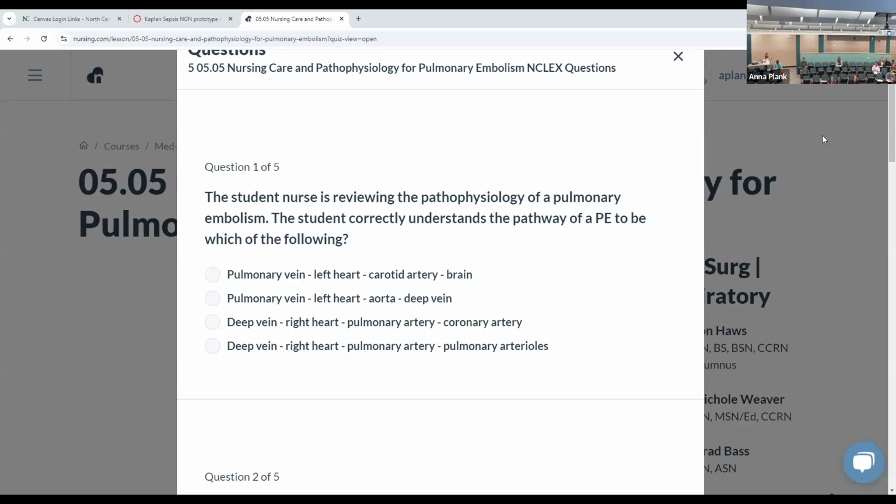All right, so these are 5 questions on pulmonary embolism. We'll see how you do. Think about what we talked about. How it's a clot usually, where does it start? Where does it travel? How it goes from bigger to smaller.